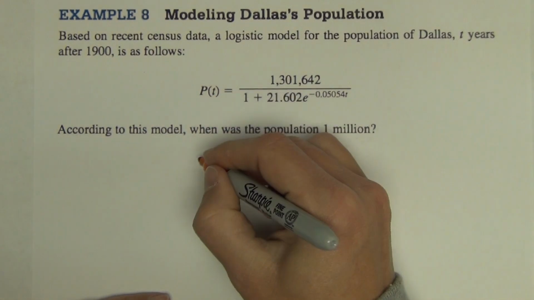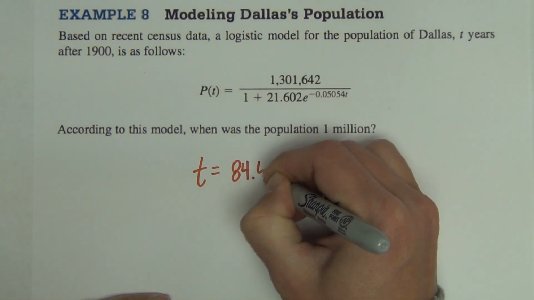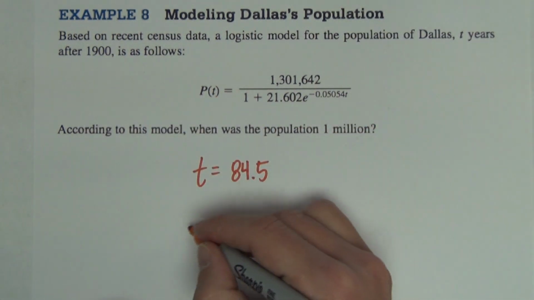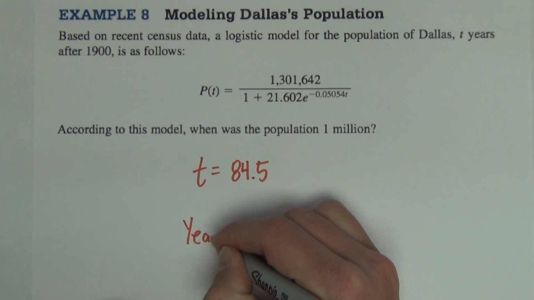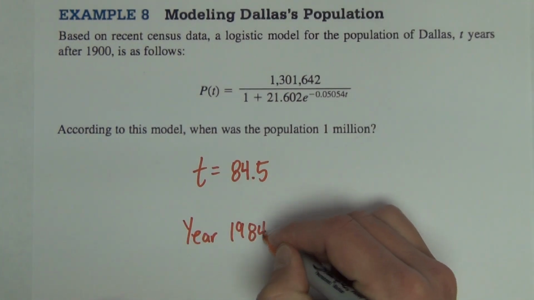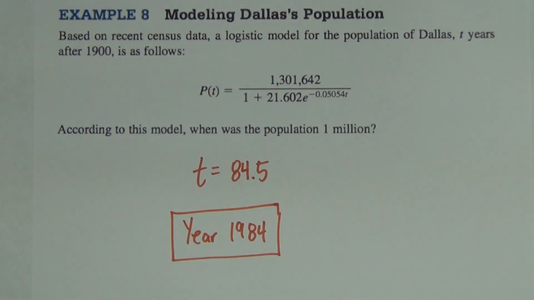So in this case, t is years since 1900, so this happens in the year 1984. About halfway through the year 1984, the population of Dallas reached 1 million people.